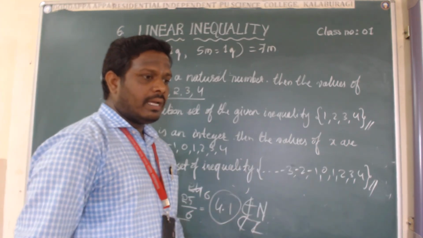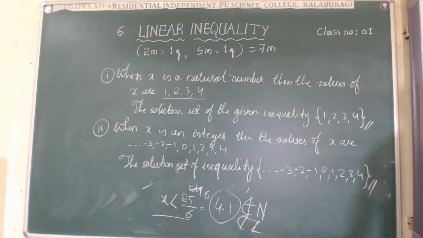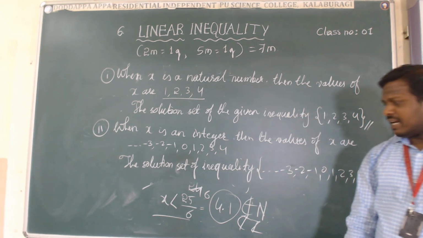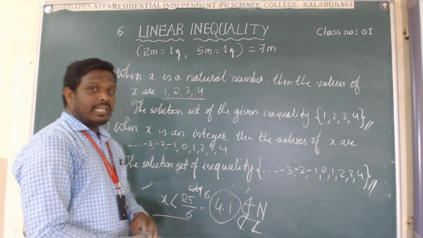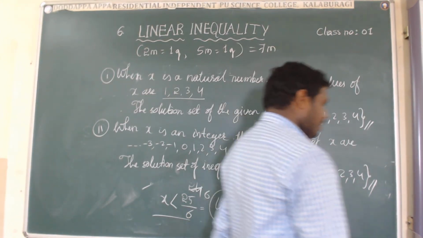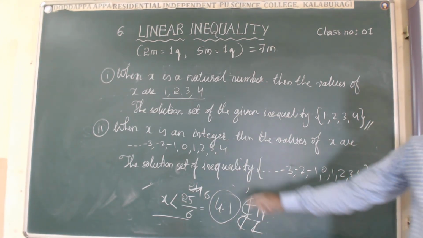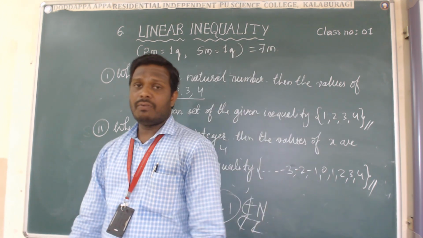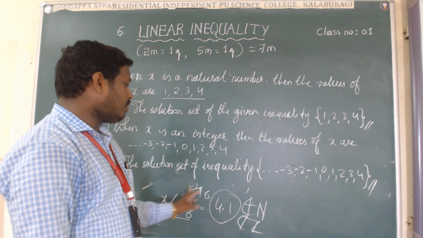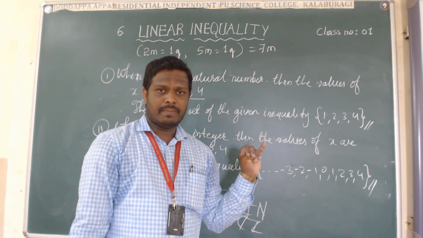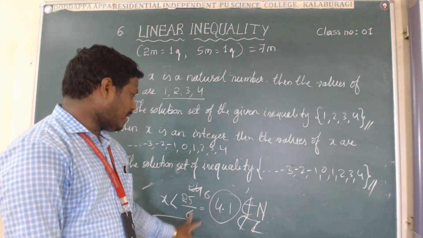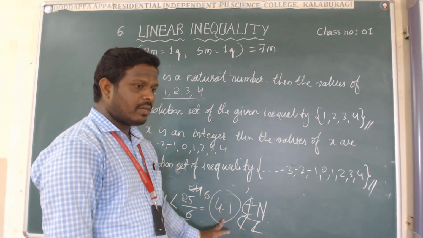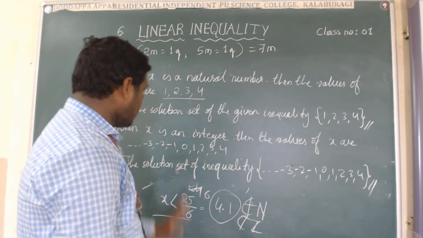Yes, in this way we have to explain. In this way, we have to write the solution for the given question, 24x is less than 100, where x is a natural number and x is an integer. Natural numbers means 1 to 4 will be coming here. When x is a natural number, the solutions of the inequality are 1, 2, 3, 4, because 4.1 is there. The value of x is less than 4.1. This is in fraction form, this is in decimal form. By using this only we have to understand here.